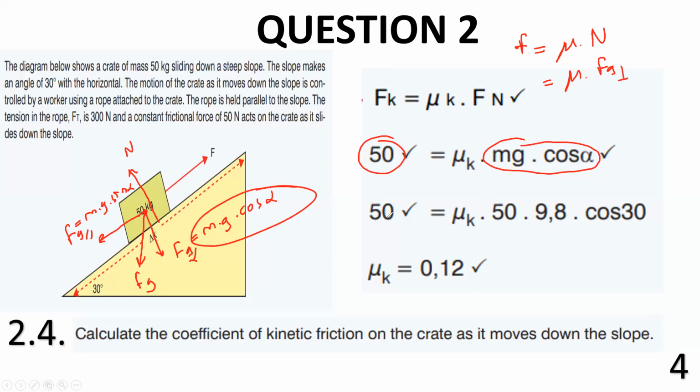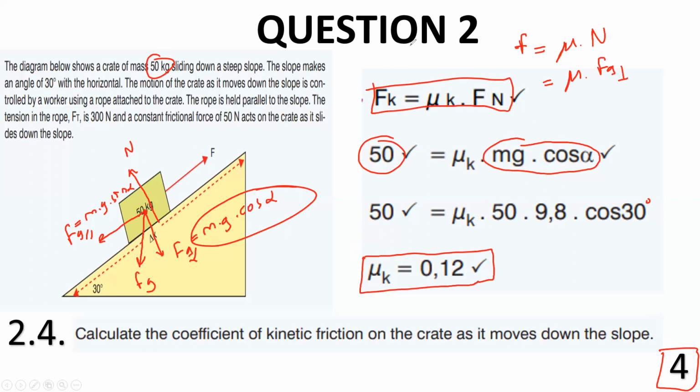And then the friction force is 50. M is 50 kg. Is it given? Yes. M is equal to 50 kg. G is equal to 9.8, cos 30. We are using that, and you can calculate the coefficient number. This is 4 marks. This topic and this formula come from mechanics. And then, yes, 2.4, done. Another question, another day, done.